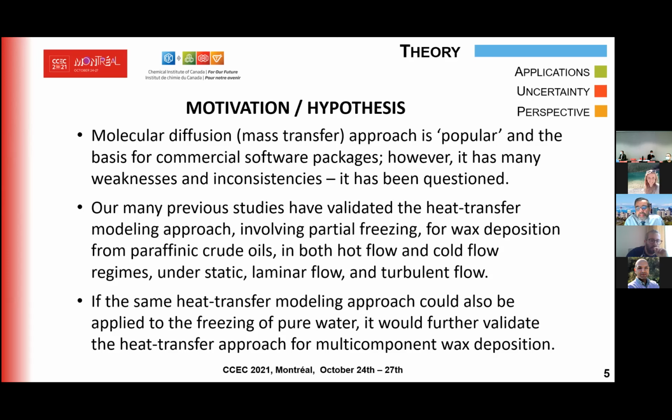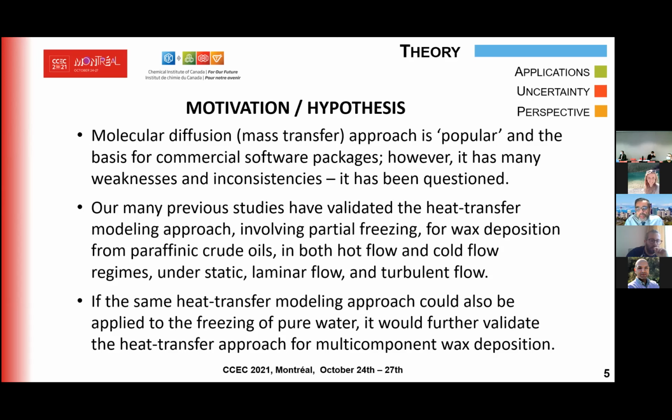Our many previous studies have validated the heat transfer modeling approach, which involves partial freezing of the oil for wax deposition from crude oils. And we have tested it in hot flow and cold flow regimes, under static conditions, under laminar flow conditions, under turbulent flow, using flow loops, using cold finger apparatus.